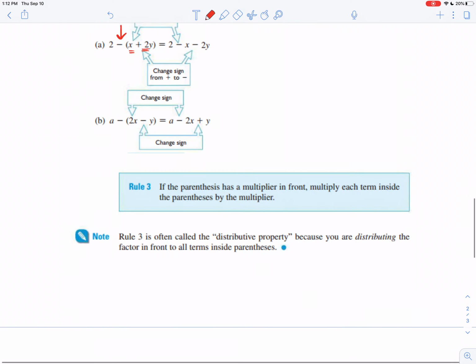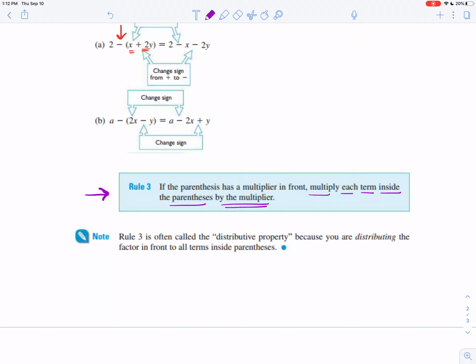All right, and then lastly, if there is a multiplier, that just means a number other than 1 out in front, you must multiply each term inside the parentheses by that multiplier. All right, that's commonly referred to as the distributive property.